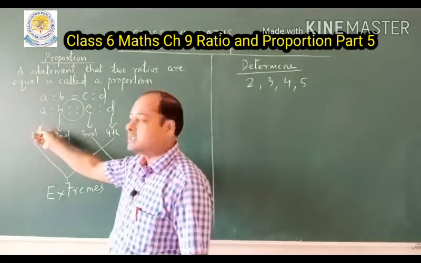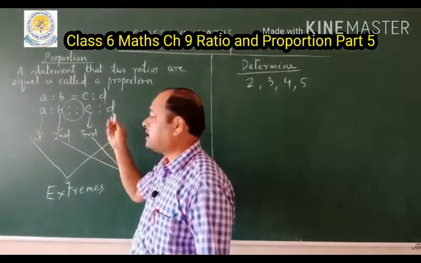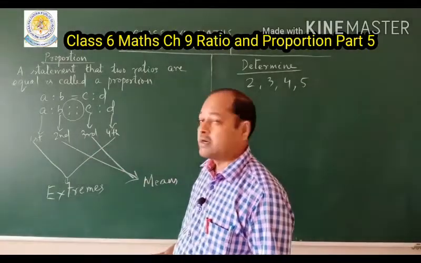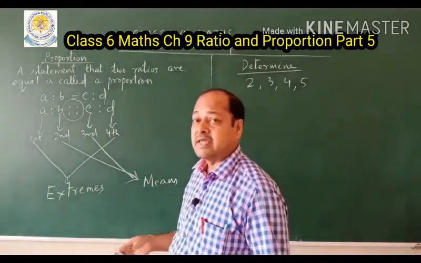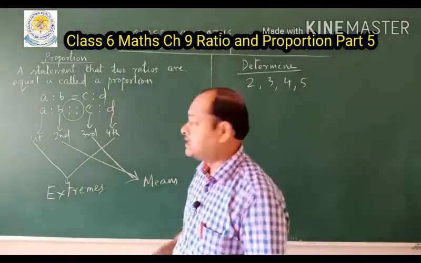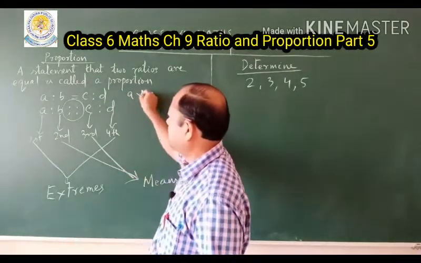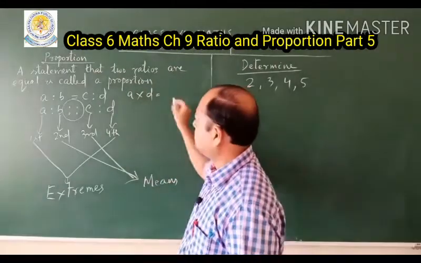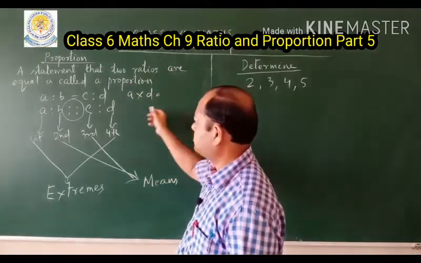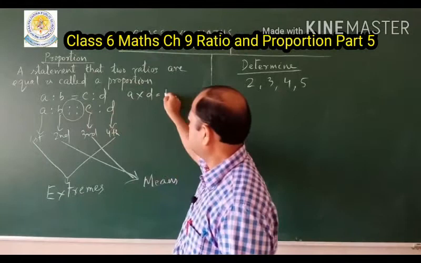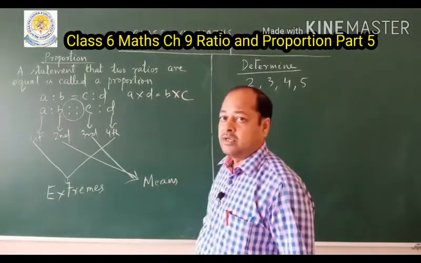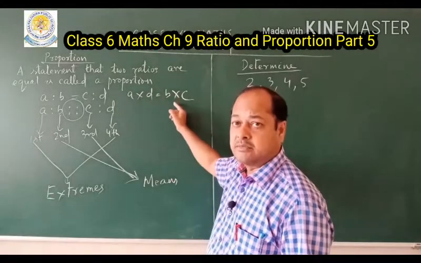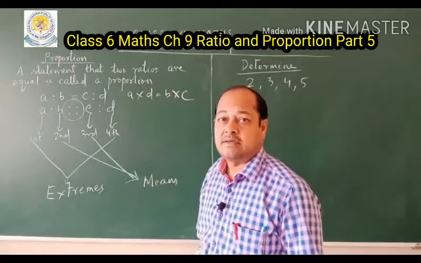So what are extremes here in this ratio? A and D are called extremes, second and third are called means. So what is the formula to check that these are in proportion? Let's see. A into D, that is the multiplication of the extremes, equal to the multiplication of the means. What are the means here? B into C. Okay, whenever the product of the extremes is equal to the product of the means, we can call it a proportion.